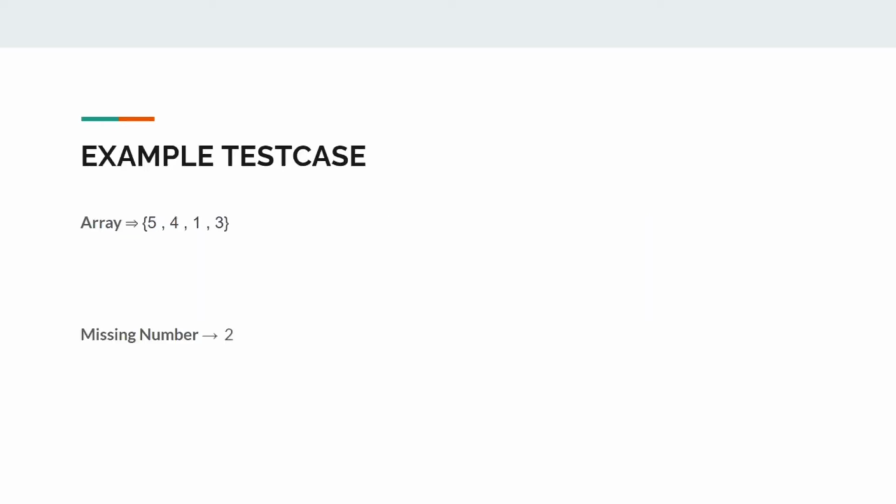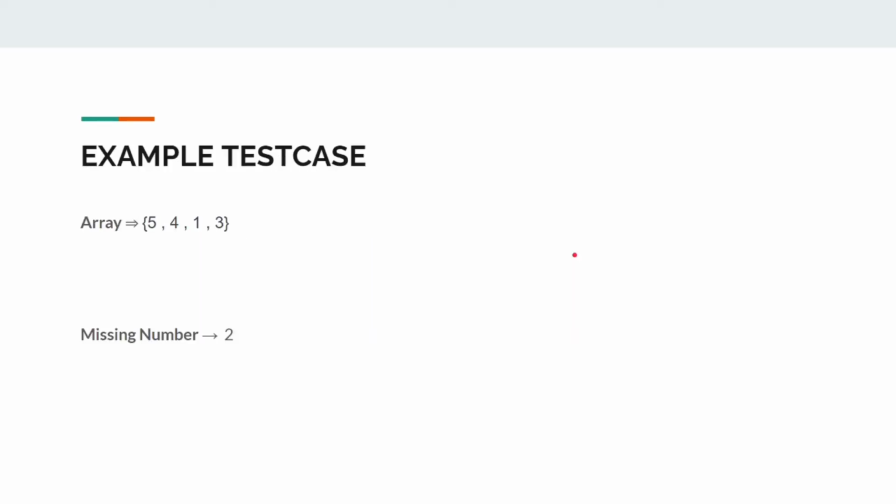Okay. So if I talk about an example test case, let's say we have an array that consists of 4 elements, that is 5, 4, 1 and 3. So n equals 4, therefore the range becomes 1 to 5. Now in the range of 1 to 5, you can see there are all the numbers except 2. So 2 is missing and 2 is the required answer in our question, right? So I would request you to pause the video and try this question on your own. If you're not able to, then please refer to this video.